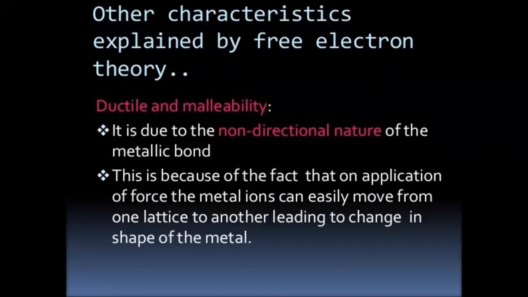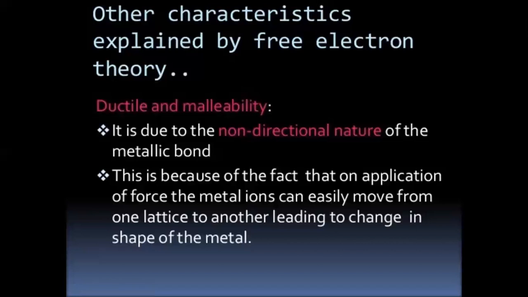The other characteristics which can be explained by the free electron theory are ductility and malleability. What are ductility and malleability? You can draw metals into thin wires and sheets. We have seen in the free electron model the non-directional nature of the metallic bond. Due to the non-directional nature of the metallic bond, they can be easily drawn into wires and thin sheets.